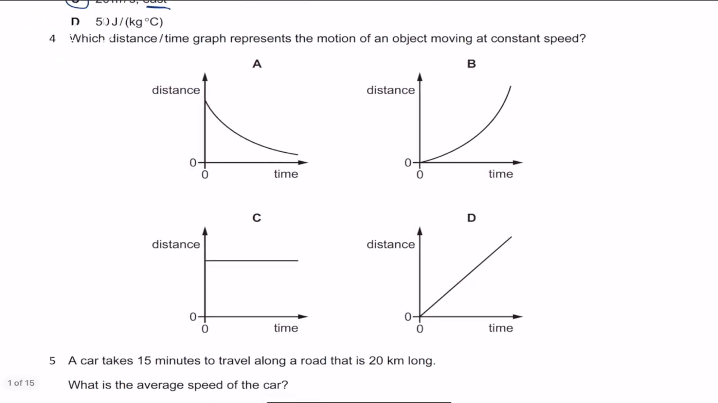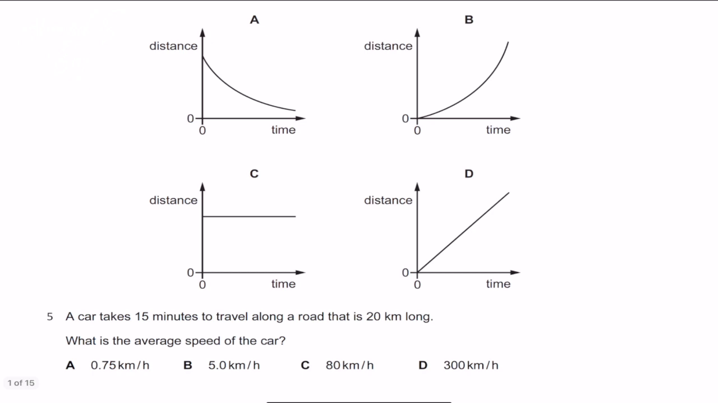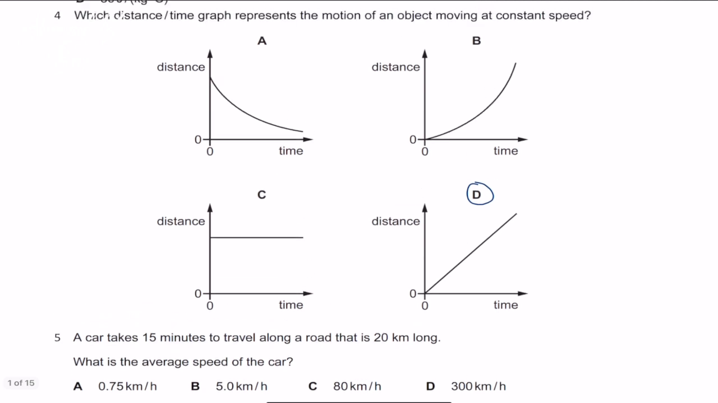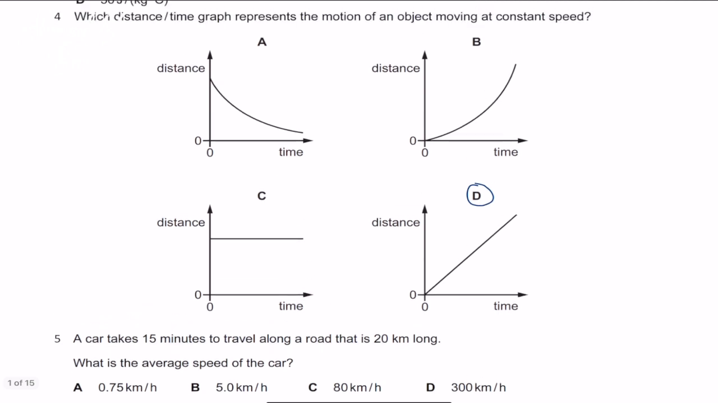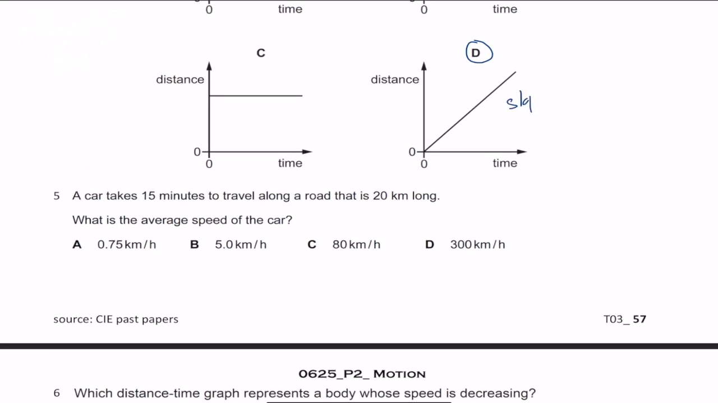In question 4, which distance-time graph represents the motion of an object moving at a constant speed? Constant speed means the slope of the graph should be constant. This is only available at D, because the slope here represents the speed or the velocity. So the speed of the body could be constant when the distance-time slope is constant. I'm going to write that here as a note: the slope equals the speed, and the slope is a straight line, which means it is constant.